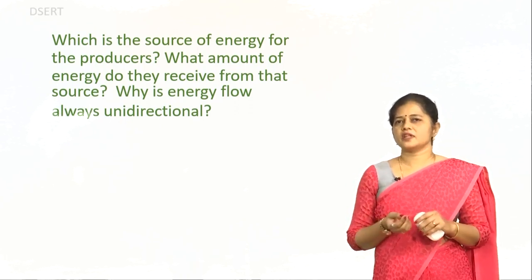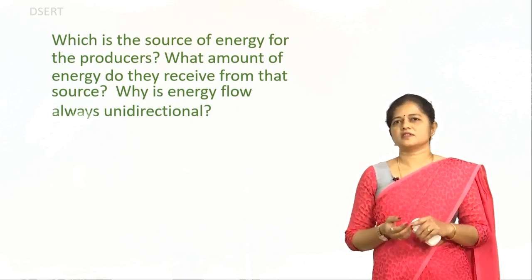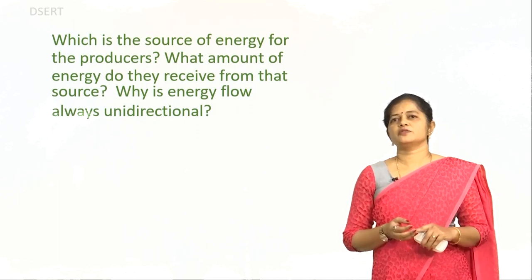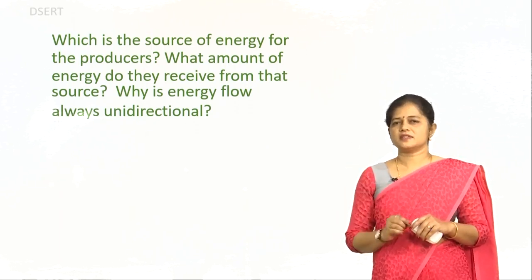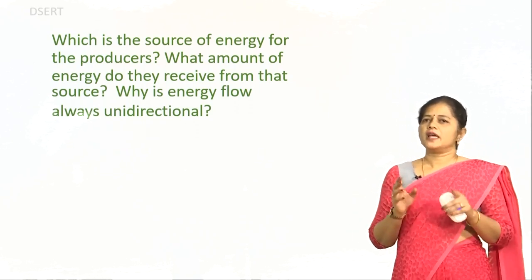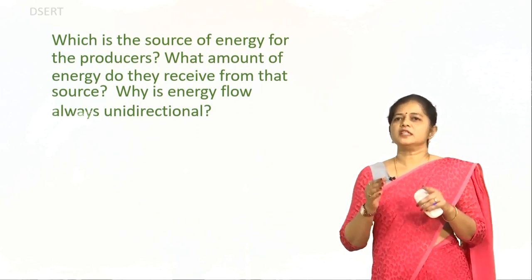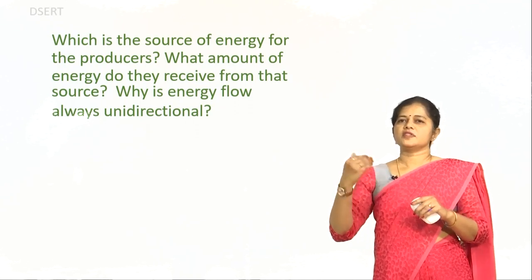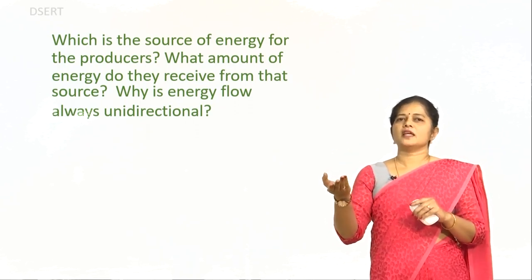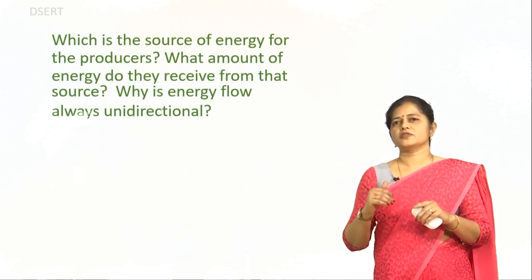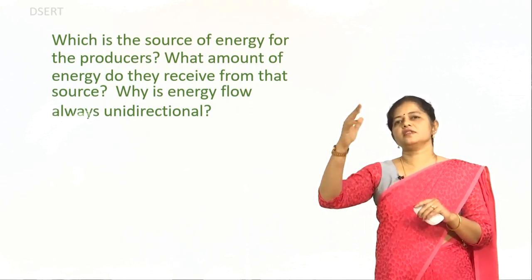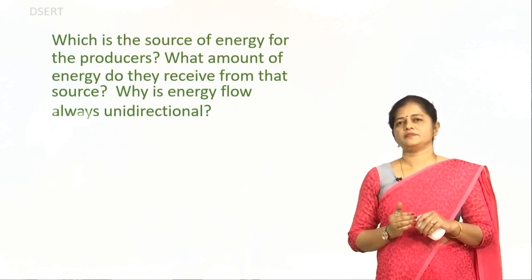Which is the source of energy for the producers? Of course, it is the sun. And what amount of energy do they receive from that source? It is 1% that they receive from the sun. So now, why is energy flow always unidirectional? It is because the producers are eaten by the consumers and not the otherwise. The consumers will not be eaten by the producers. That is why the energy flow is always unidirectional.